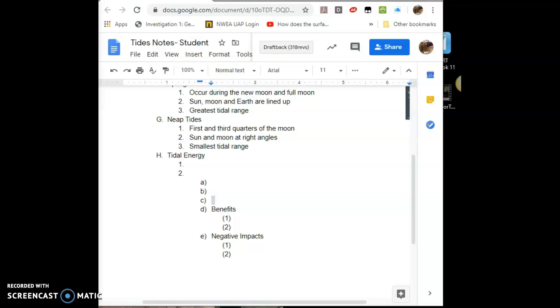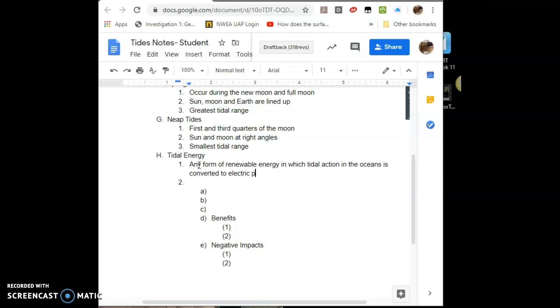All right, so last bit of notes for tidal energy. The definition is what you could have pulled from the website that I linked. It's any form of renewable energy in which tidal action in the oceans is converted to electric power. So it is a form of hydropower, a form of water power. So tidal power plants can be used to create electricity.